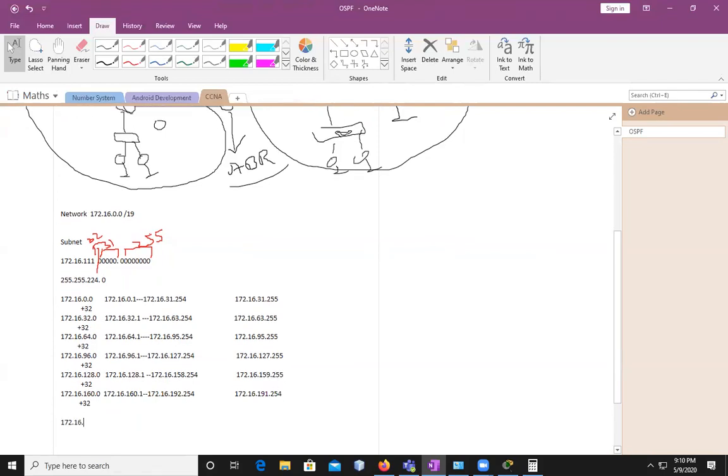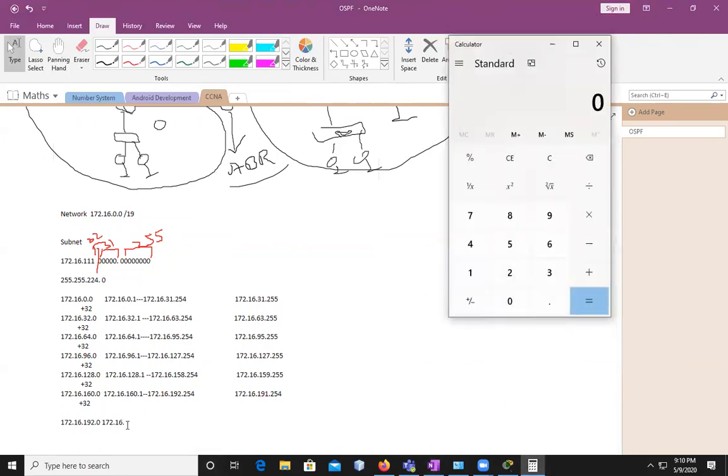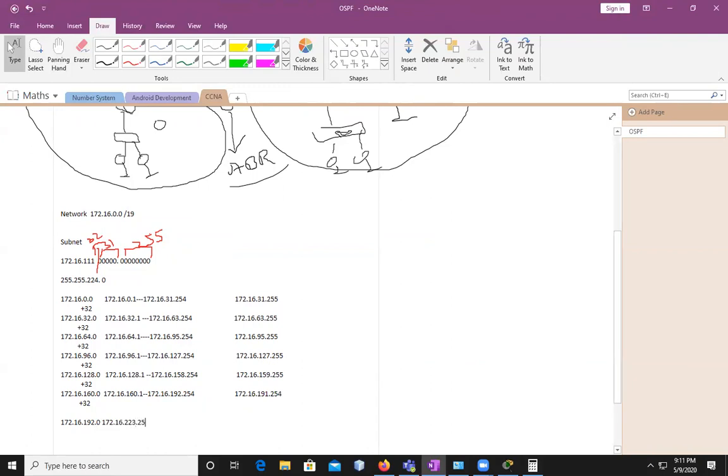I hope you got this particular shortcut, right? 160 plus 32 is 192. It will always be the number after 191, so there's no need to calculate. The broadcast will be 192 plus 31, which is 223.255. The range of your IP addresses will be 172.16.192.1 up to 172.16.223.254.